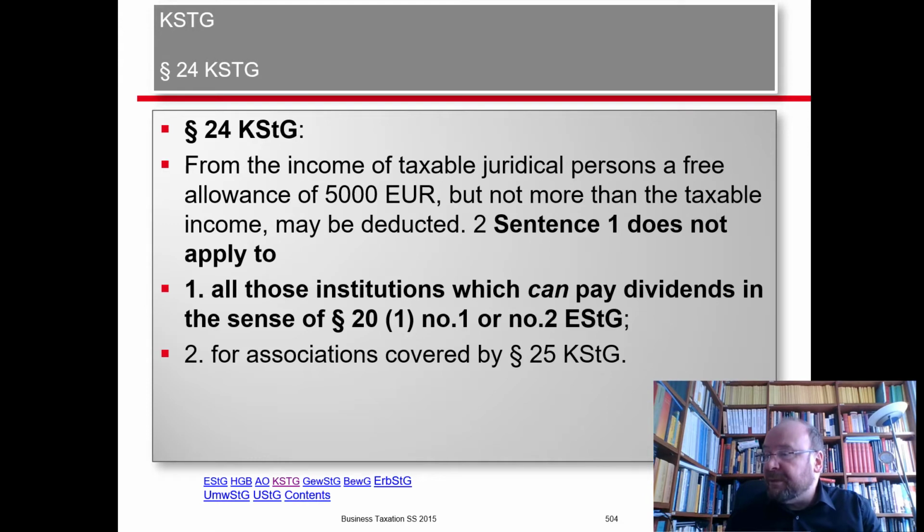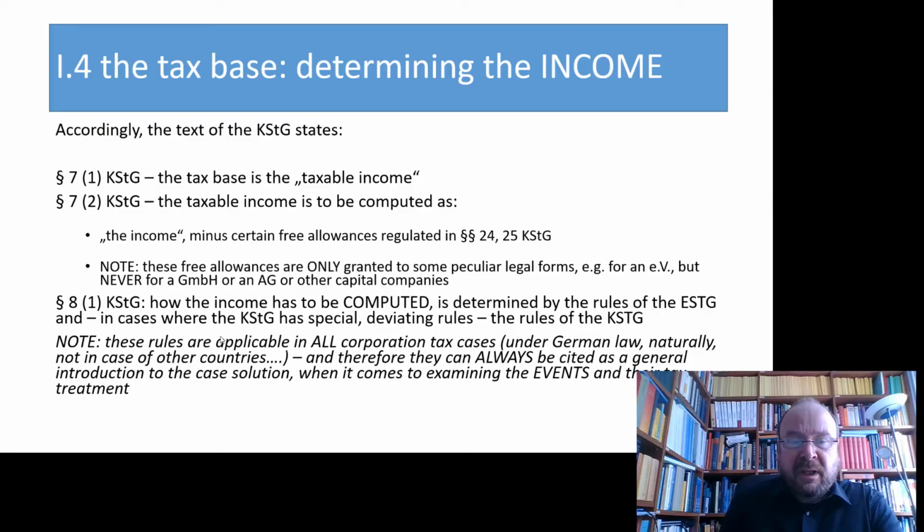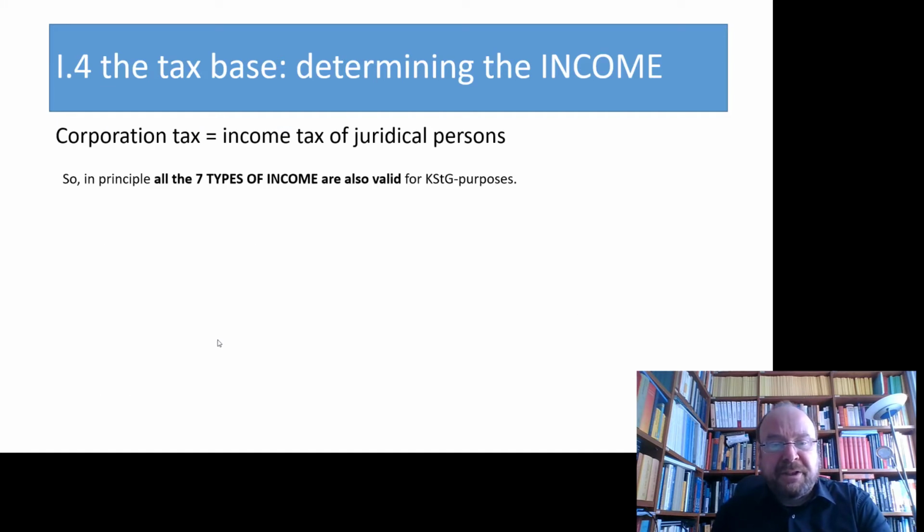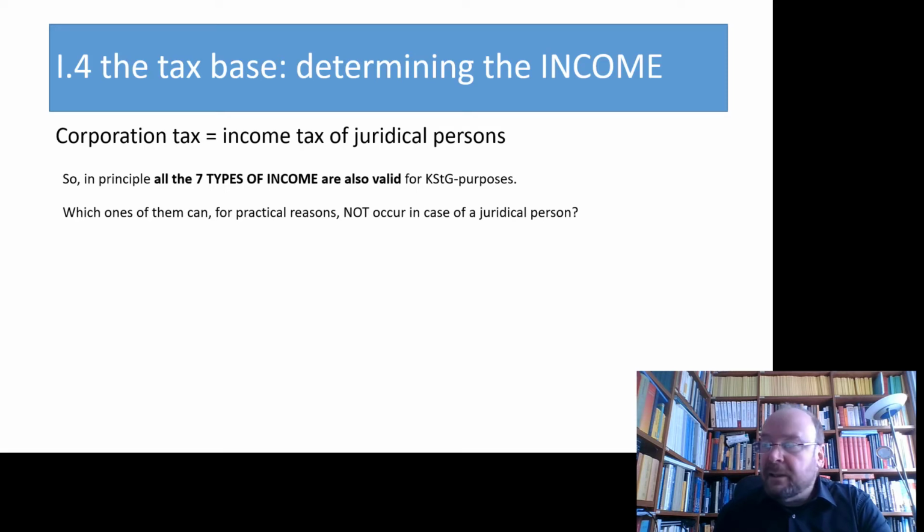Good. So as we have seen that, let's turn back to our contents and let's go back to what we have to talk about. So the logical conclusion is that if we have to deal with the corporation tax, in principle, all the 7 types of income are applicable for KStG purposes too, but some of them can, for practical reasons, not be fulfilled in case of a juridical person. So let's ask ourselves first if we still can remember these 7 different types of income.